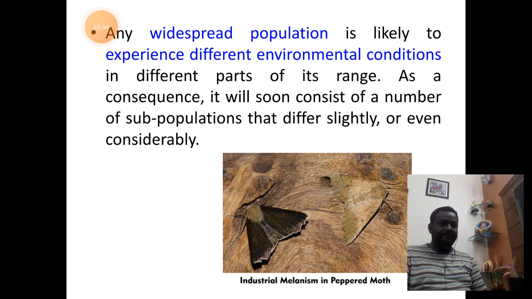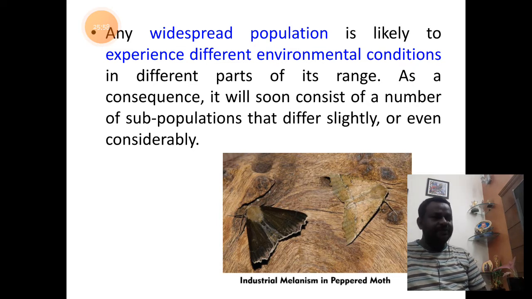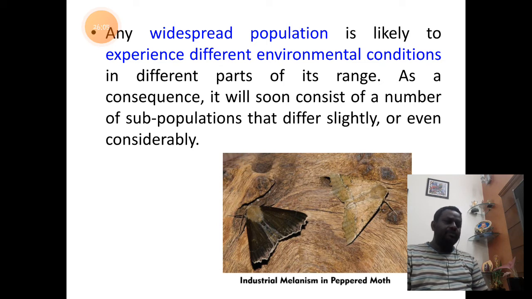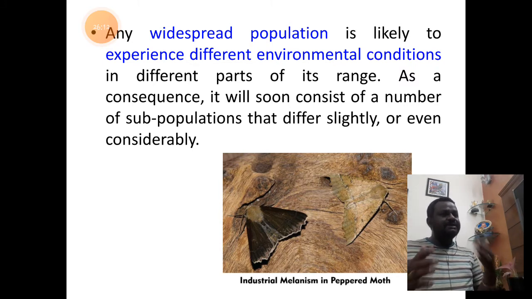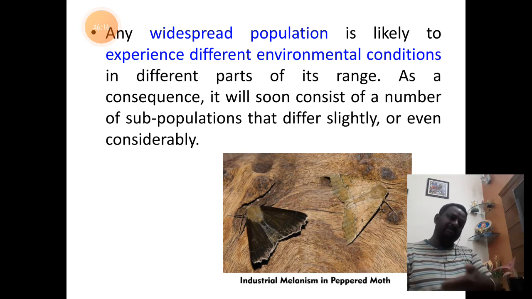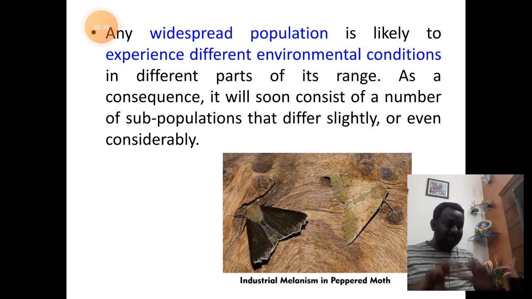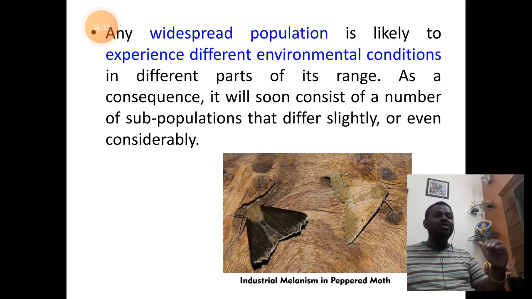The next concept is that a widespread population experiences different environmental conditions. That is, if a population is very large, it will experience different environmental conditions at different geographical areas where they are. Hence, different subspecies can be formed within the original population. So this is again related to the formation of newer species.